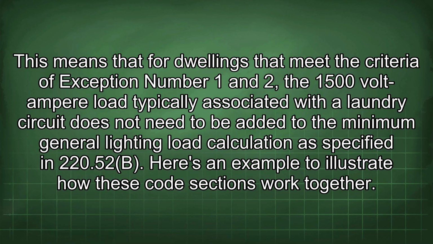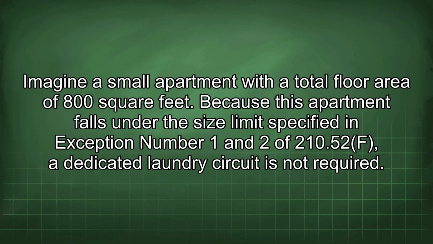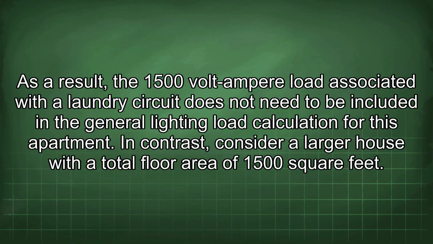Here is an example to illustrate how these code sections work together. Imagine a small apartment with a total floor area of 800 square feet. Because this apartment falls under the size limit specified in exception number 1 and 2 of 210.52(F), a dedicated laundry circuit is not required. As a result, a 1500-volt ampere load associated with a laundry circuit does not need to be included in the general lighting load calculation for this apartment.